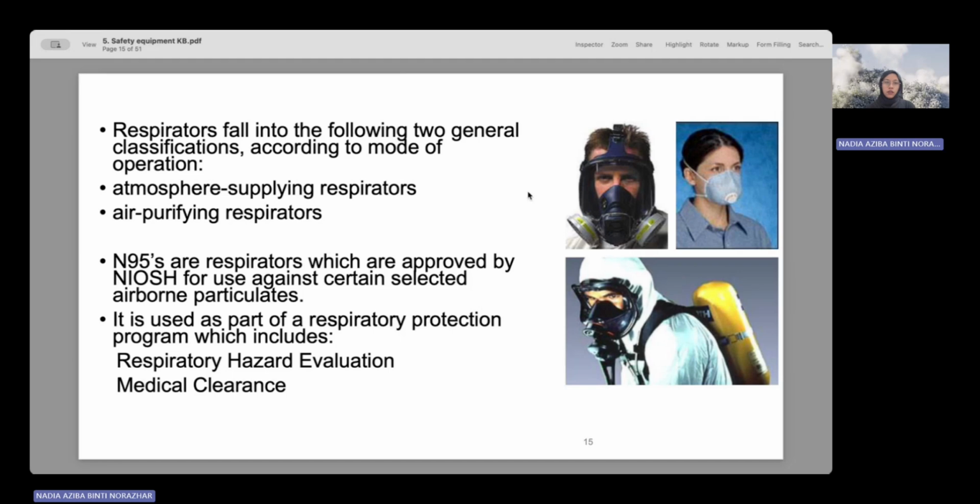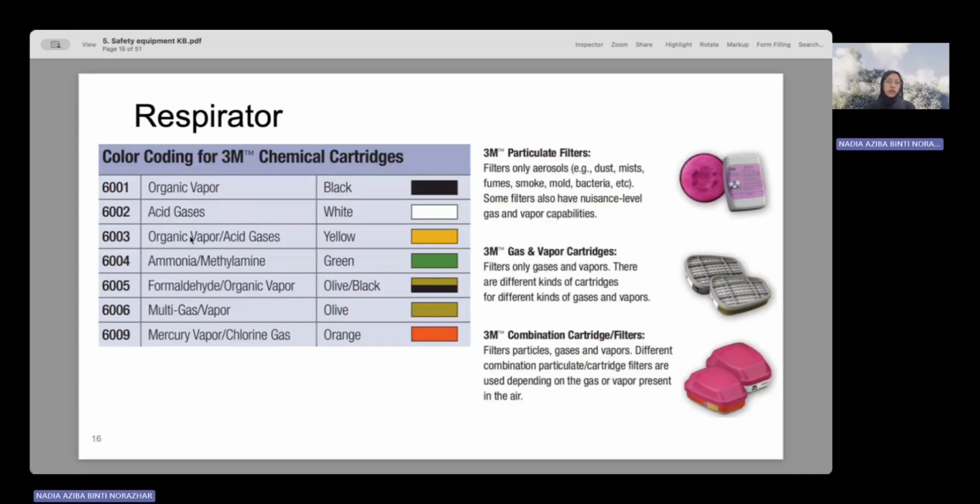the respirator. And the air purifying respirator is designed to filter out any foreign materials from entering our respiratory system. So, for example, N95s are airborne particulates respiratory protection program, which includes respiratory hazard evaluation and medical clearance. There are many different types of respirator, and they also have color coding for the cartridges.